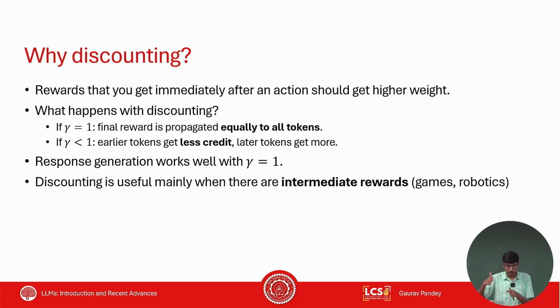The point is that the rewards it got immediately after taking some action are more relevant for that action. The action could have influenced future rewards also, but the immediate reward is probably more relevant to the action. The reward it got after, let's say, 1000 time steps is probably not very relevant. So that's why this discounting factor is there. In language models, generally we set the discounting factor to 1. We don't worry about it.